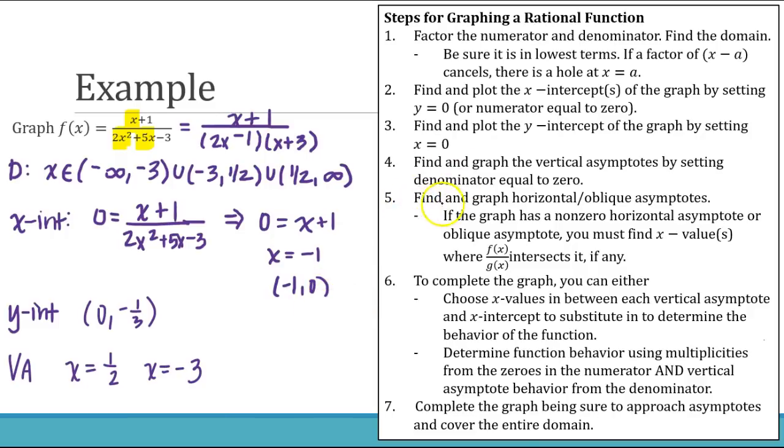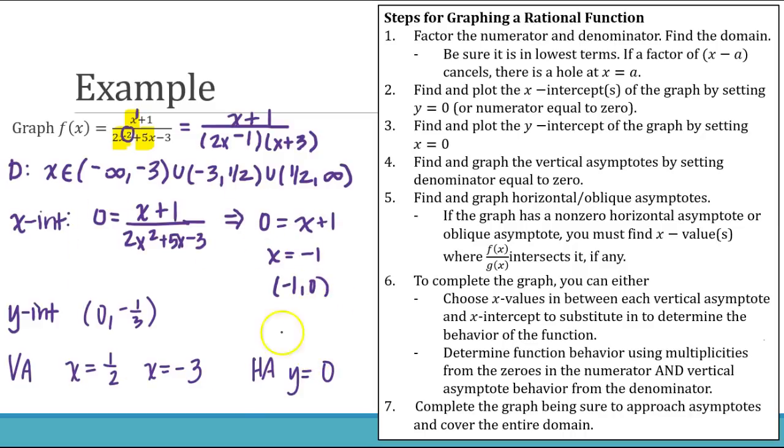And then part 5, find and graph those horizontal or oblique asymptotes. It's one or the other. So if we compare, well, the numerator has a degree of 1 and the denominator has a degree of 2. So when the numerator is less than the denominator, then our horizontal asymptote is y equals 0.